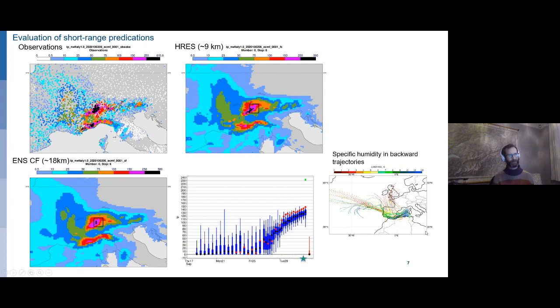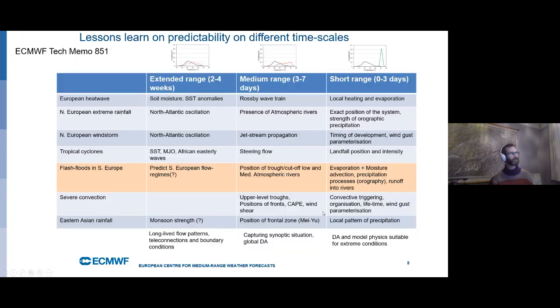in the rainfall. But another factor is, during the fetch of these trajectories leading up to the event, whether we got the right evaporation and moistening of the air.